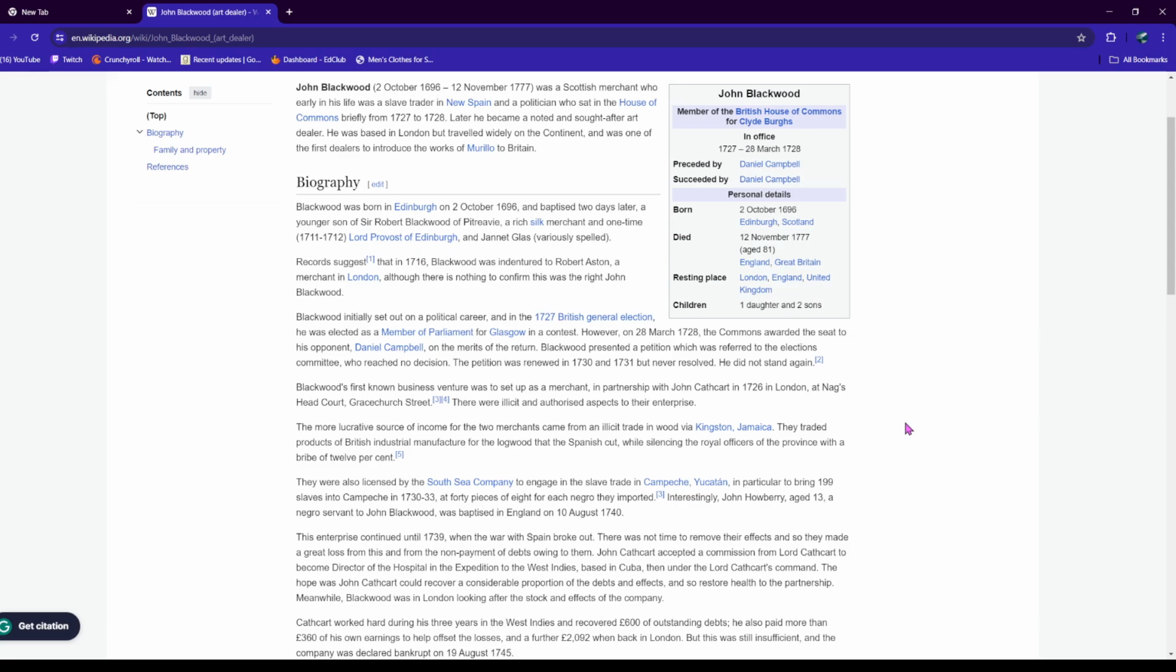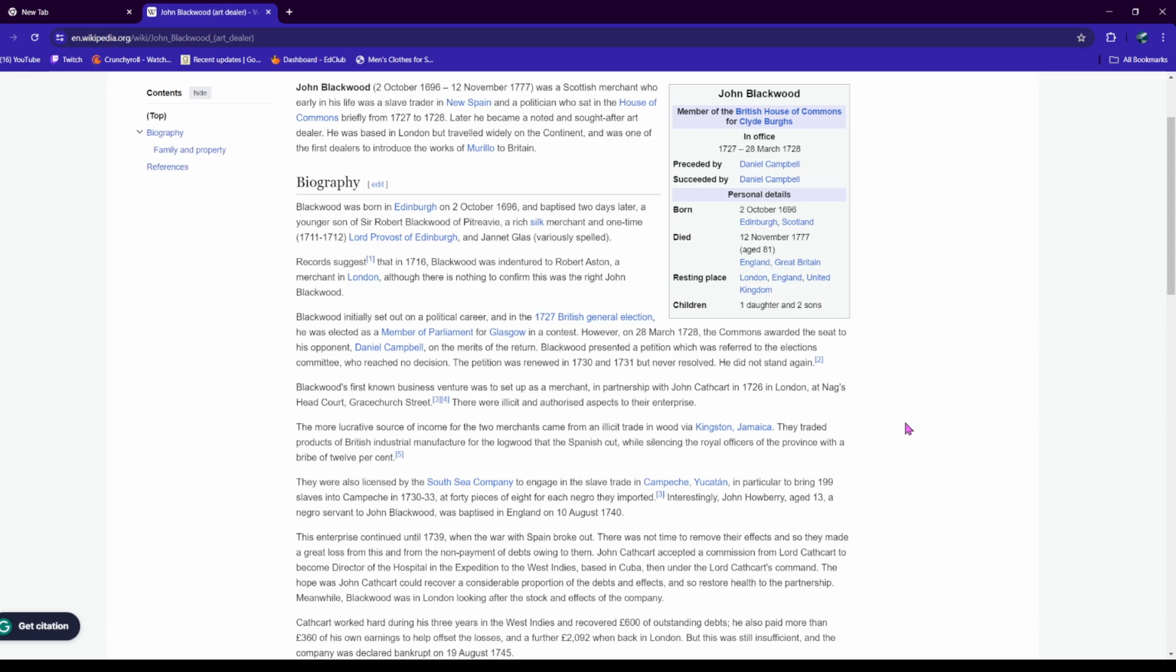They were also licensed by the South Sea Company to engage in the slave trade in Campeche, Yucatan, in particular to bring 199 slaves to Campeche in 1730 through 1733 at 40 pieces of 8 for each African American they imported. Interestingly, John Howberry, age 13, African American servant to John Blackwood, was baptized in England on August 10th, 1740. This enterprise continued until 1739, when the War of Spain broke out. There was not time to remove their effects, and so they made a great loss for this.